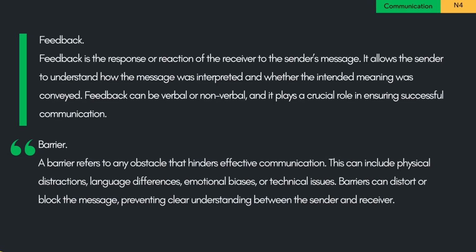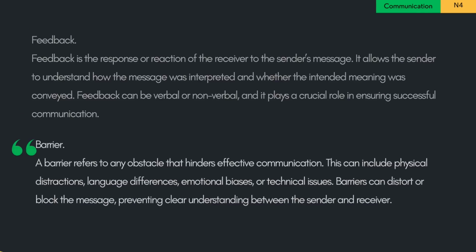5. Barrier. A barrier refers to any obstacle that hinders effective communication. This can include physical distractions, language differences, emotional biases, or technical issues. Barriers can distort or block the message, preventing clear understanding between the sender and receiver.